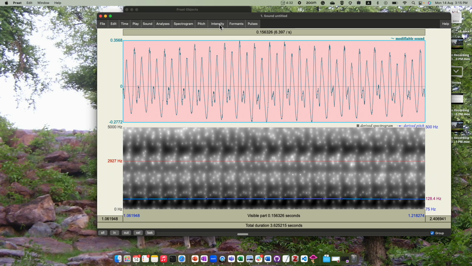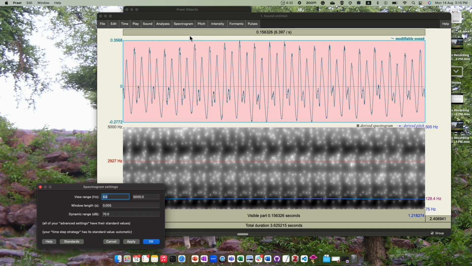Let me, before going to window type, show you what is the effect of window length. Spectrogram settings. Window length here is, what is the window length?